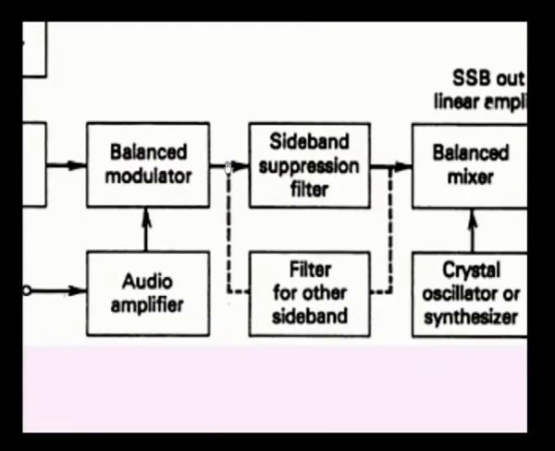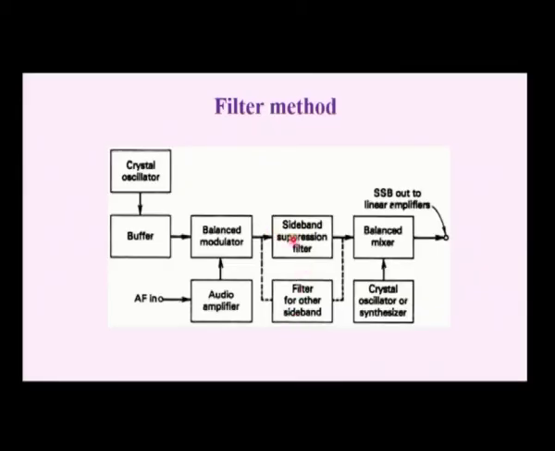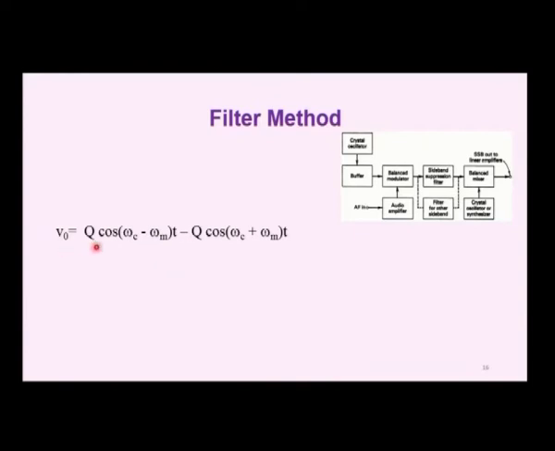Now we are going to suppress any one of these sidebands using a filter. If you use a high pass filter, then the upper sideband will be removed. If you use a low pass filter, then we can remove the lower sideband. So based on the requirement, whether we require an upper sideband or lower sideband, we can select the appropriate filter. Here we have 2 filters, one suppresses one sideband and the other suppresses the other sideband. If we consider the output of the balanced modulator, we will have the 2 components. Now we can suppress any one of the components.